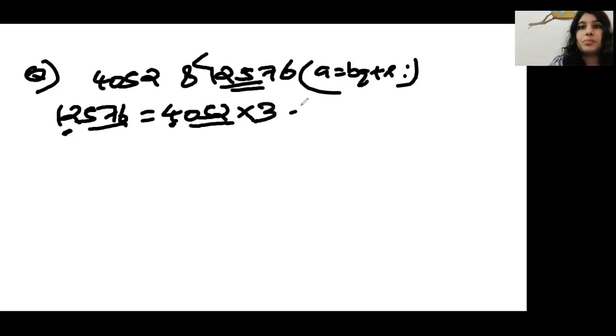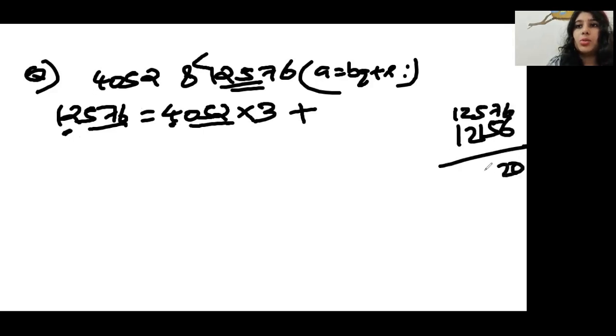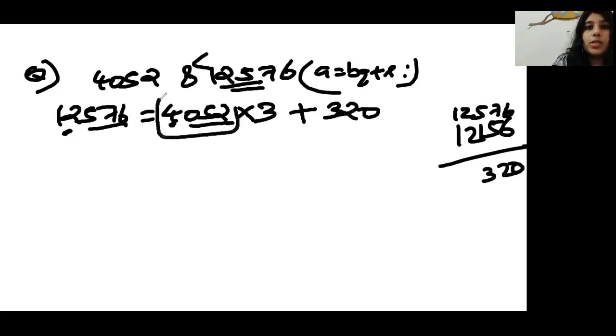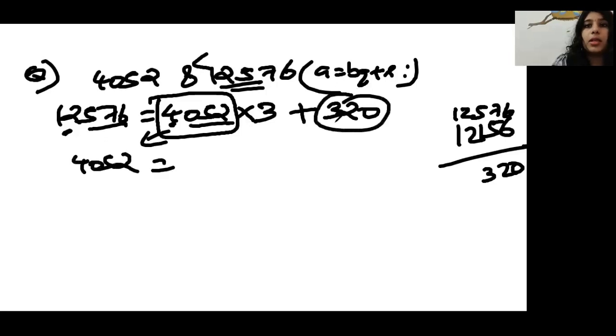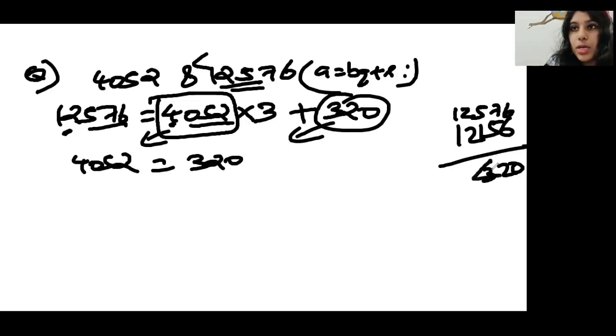So 3 plus, what is 4052 into 3? Just check. 4 3s are 12, so 12156 only. What is the remaining number? If I subtract, I get 420, so plus 420. Now which is my next A? My 4052 I'm taking here, and my 420 I'm taking here. Sorry, for 5 minus 1 it is 4, I'm really sorry. So this is 420. Okay, so 420 I'm taking it here.